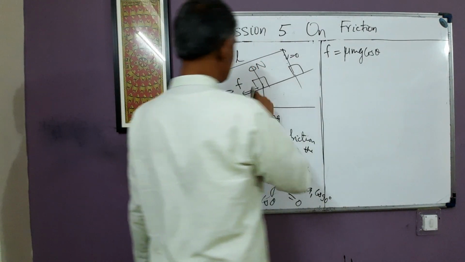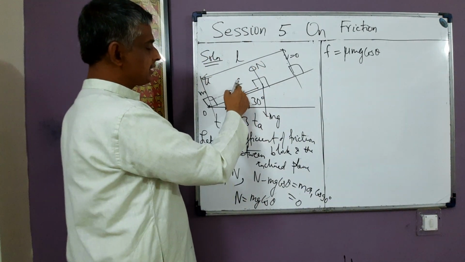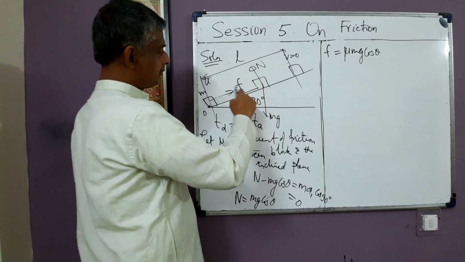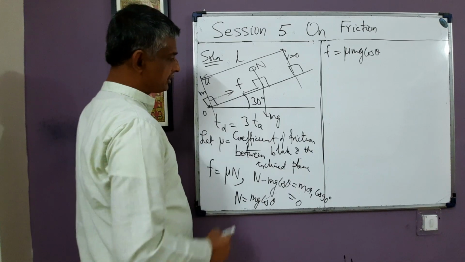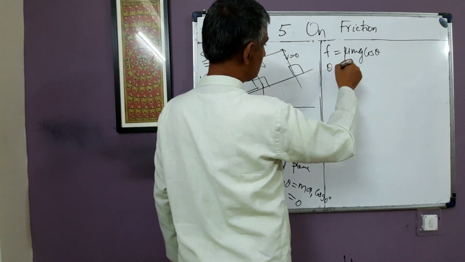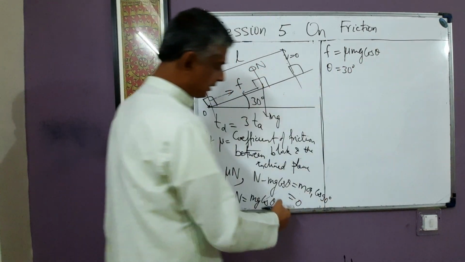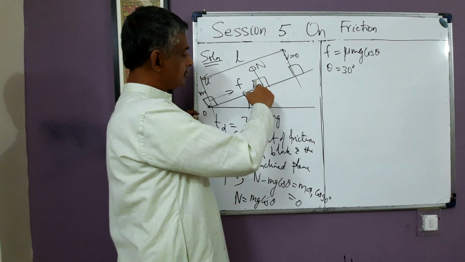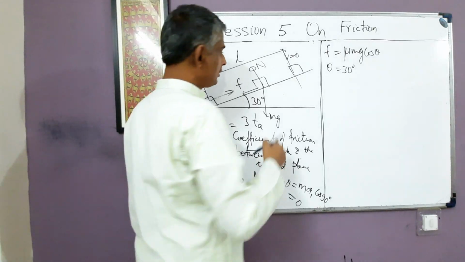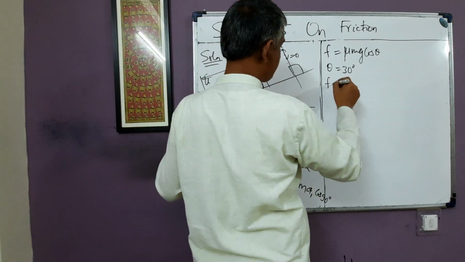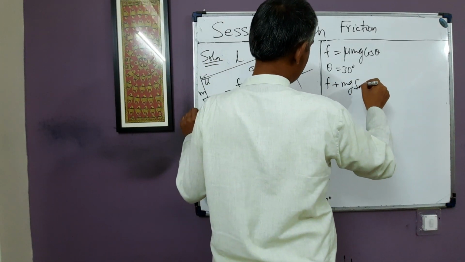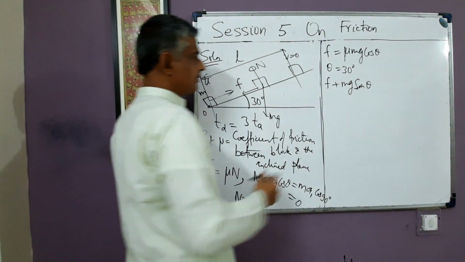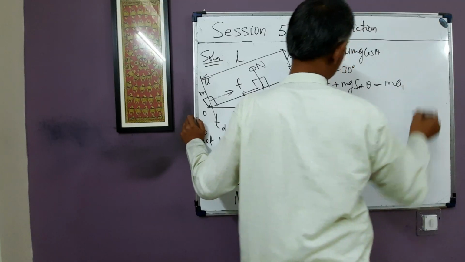Net force down the incline becomes mg sin 30 plus f, which is simply mu times mg cos theta. Here theta is simply 30 degree. So apply Newton's second law to the block with respect to ground down the incline during its upward journey. Net force down the incline becomes F plus mg sin theta. Theta is 30 degree. That is just equal to m times a1.